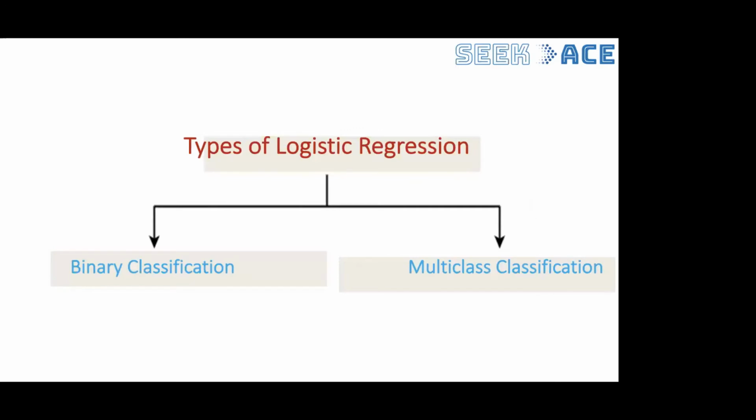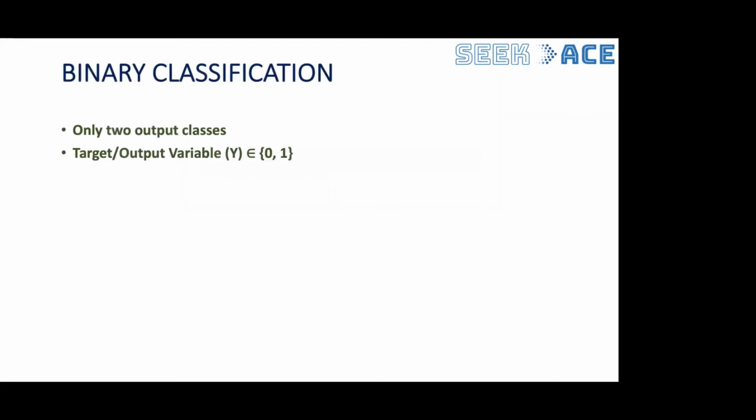So there are two types of logistic regression. One is binary. When it's binary, it's two values only, 0 and 1. And when there is more than one class, that is multi-class classification. Maybe you have more than one class at a time, like 0, 1, 2, 3, 4. If you have five classes, and sometimes you may have more than five classes.